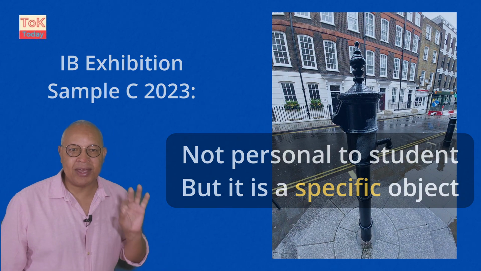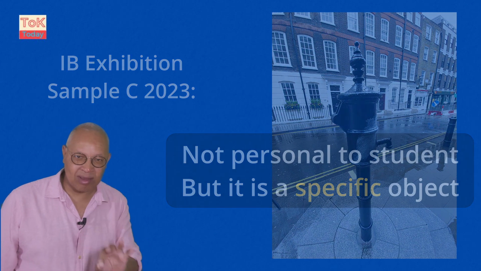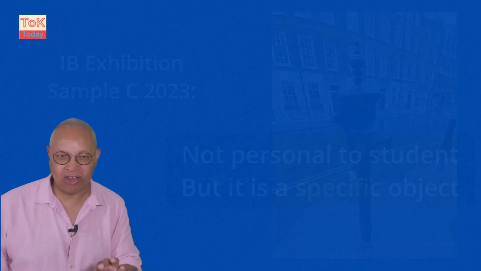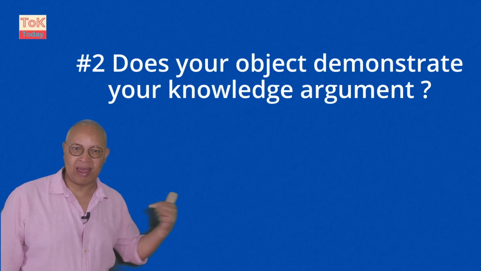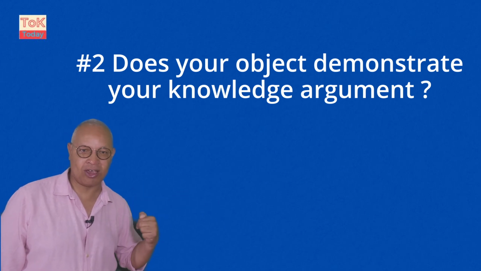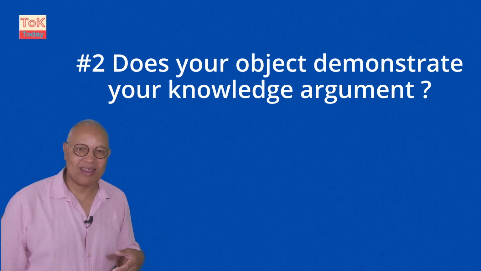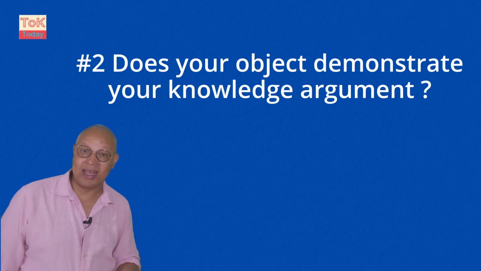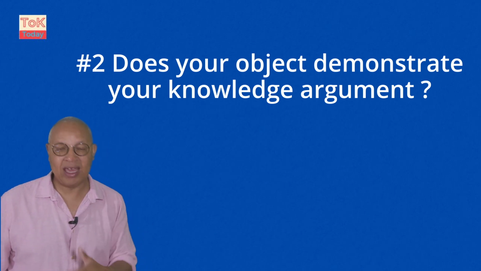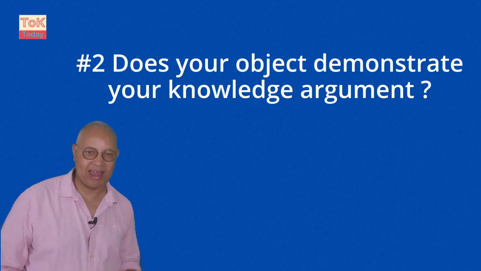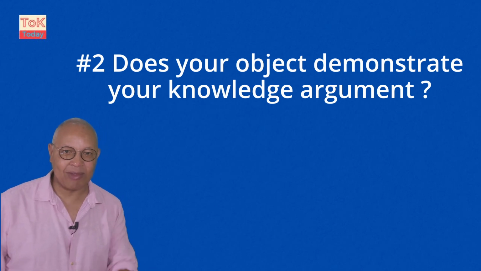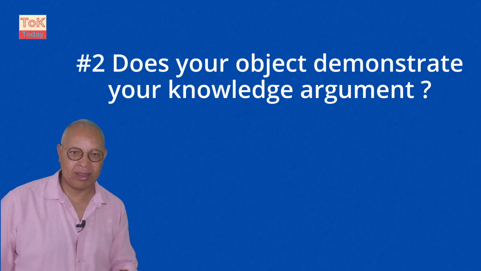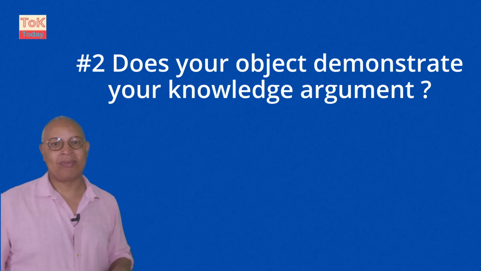However, merely being a specific object is not sufficient to make it a good object, which neatly takes us on to our second rule. Rule 2. Does your object demonstrate a specific knowledge argument? Now, just because an object is specific doesn't necessarily mean it will help you to show how ToK manifests itself in the world. Your specific object needs to demonstrate a knowledge argument specific to that object.